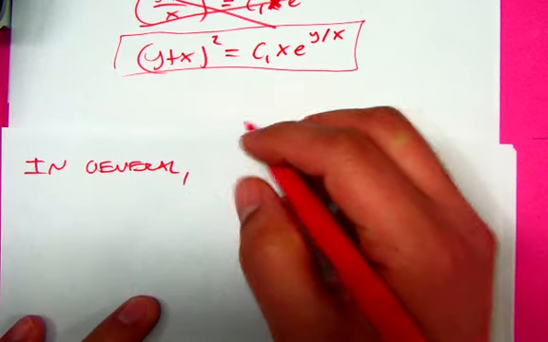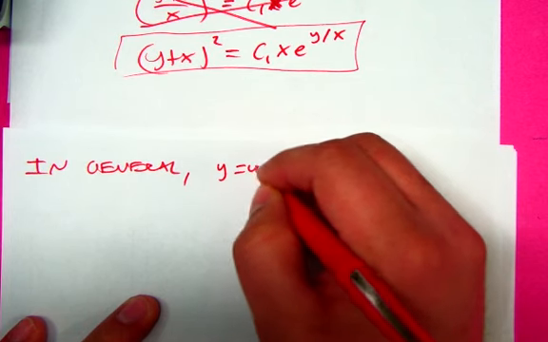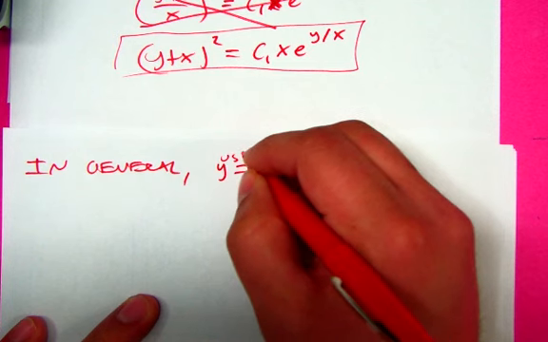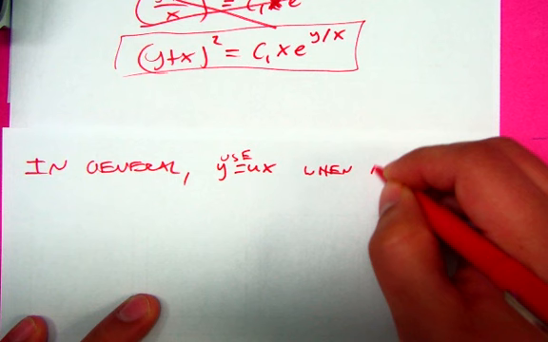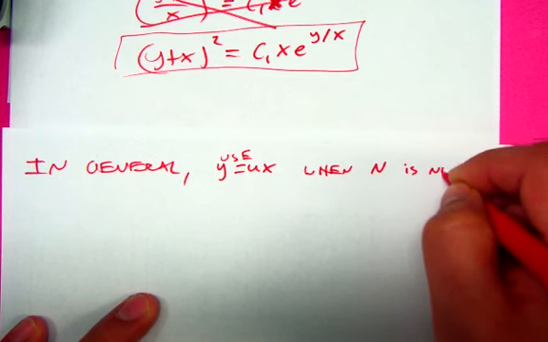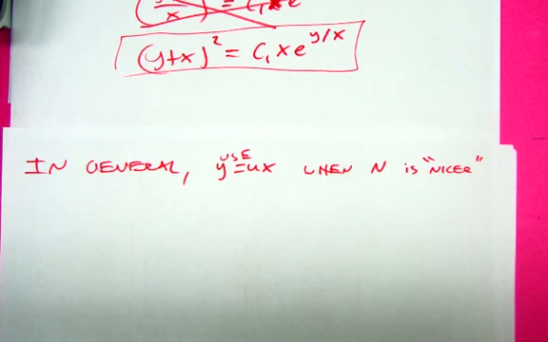Okay, in general, here's my advice. y equals ux is the way to go. So use y equals ux when n is nicer, like less complicated is what I'm saying. n is the one with more terms and stuff like that. So if you see a coefficient that's just x squared, and then another coefficient that's like xy minus y squared plus x, that would be more complicated because it's longer.